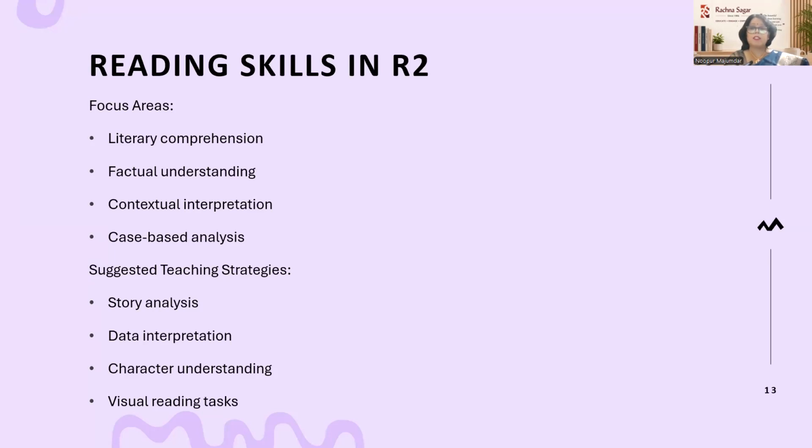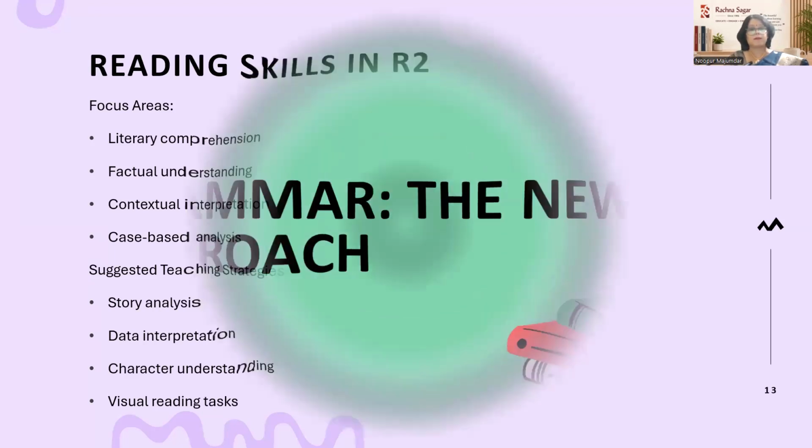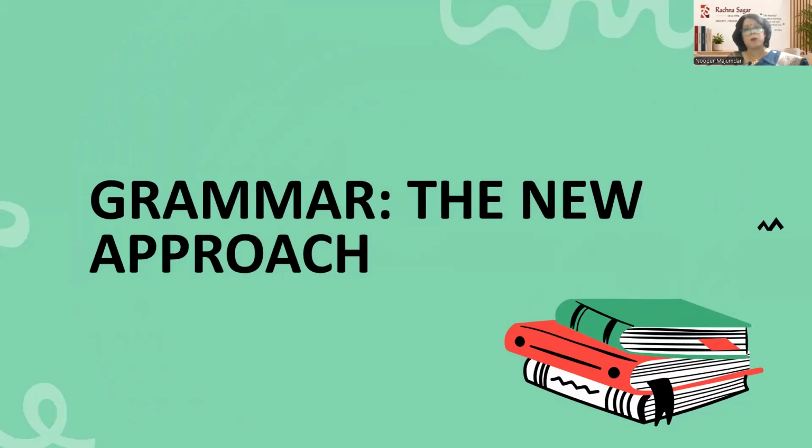Finally, visual reading. We are looking at a picture, students interpret through a cartoon, through a graphic, or through a poster, and they're able to answer the question. So overall, R2 develops comprehension accuracy, interpretation skills, practical understanding. The understanding should be practical in approach. Application-based learning helps students to become active and meaningful readers. Now, let's explore grammar, the new approach.